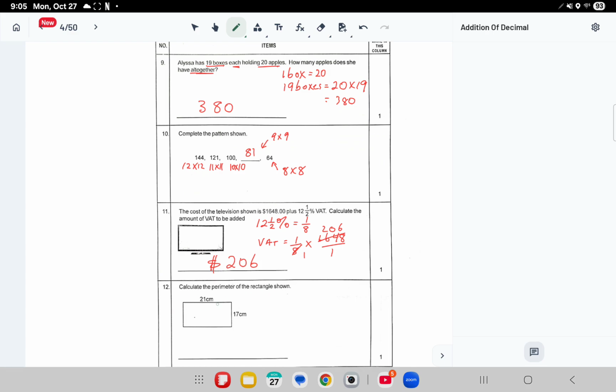Number 12, calculate the perimeter of the rectangle shown. Perimeter is the distance around the shape, and the formula to calculate the perimeter of a rectangle is equal to length add width multiplied by 2. So we add the length, which is 21 centimeters, to the width, which is 17 centimeters, multiplied by 2. 21 add 17 is 38 centimeters. 38 multiplied by 2 will give us 76 centimeters.